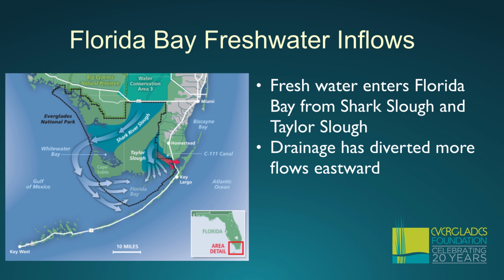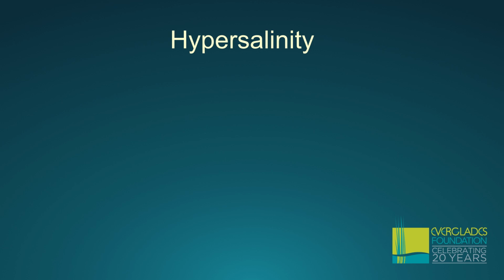Drainage has also moved what freshwater it does get very far east into the bay, and because of the hydrodynamics of Florida Bay, its bathymetry, how the bottom looks, it's very difficult for water that comes in on the east side of Florida Bay near US 1 to move out of that into the central part of Florida Bay. So what you get is events called hypersaline events or hypersalinity events.